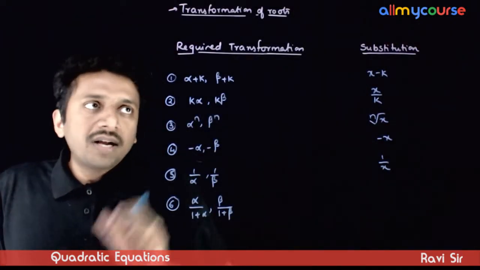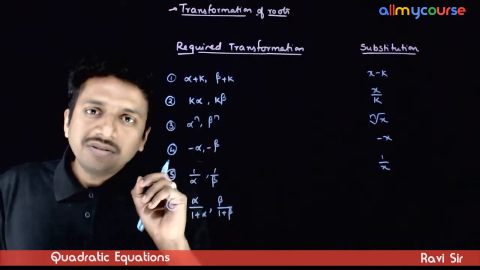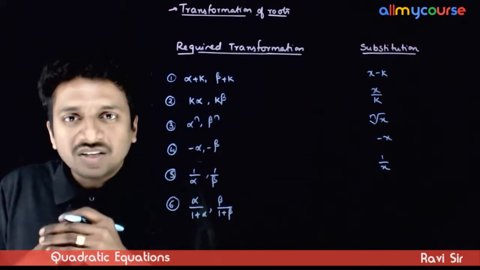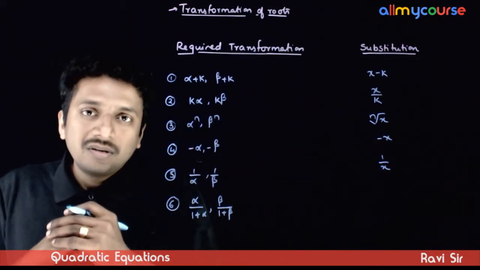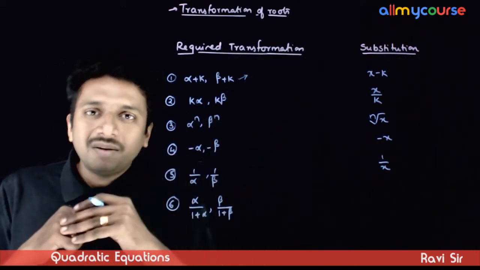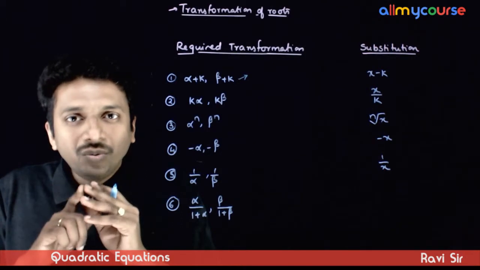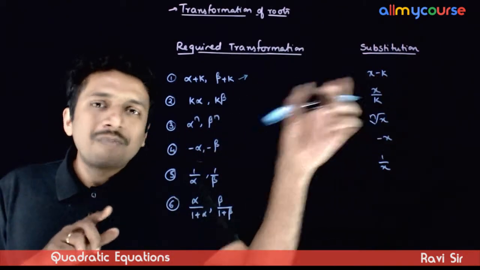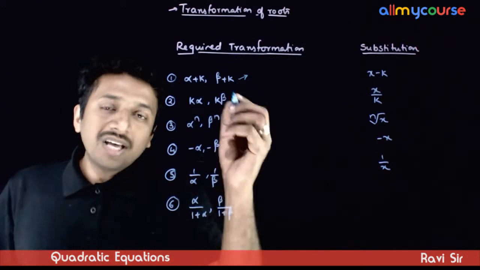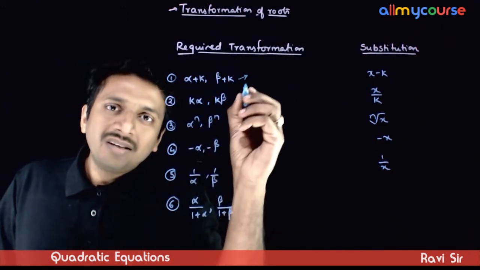So now let us look at the required transformations and the substitutions that we need to do to get the required transformations. So if you want the roots as alpha plus k and beta plus k, you need to substitute x minus k in the place of x. So the transformation can be obtained by simple working.